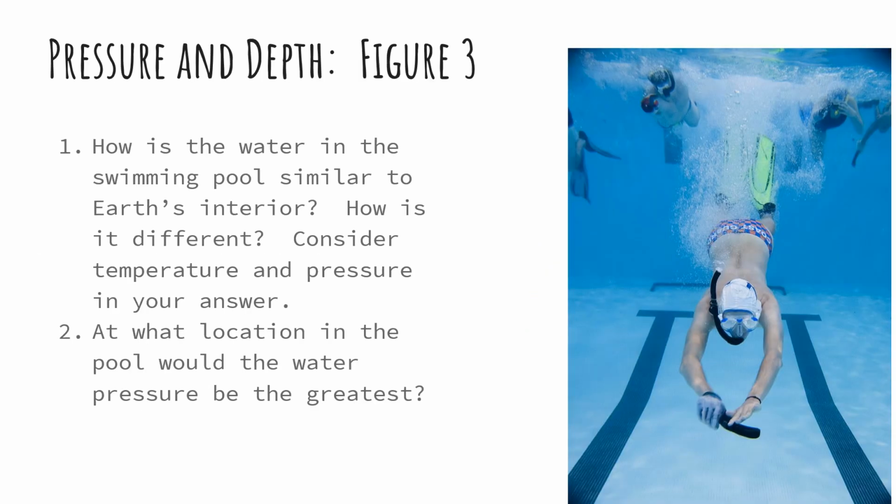All right, pressure and depth, figure 3. So on page 51 in our textbook, we have the pressure and depth activity. So the deeper that the swimmer goes, the greater the pressure on the swimmer from the surrounding water. Number 1, compare and contrast. How is the water in the swimming pool similar to Earth's interior? How is it different?